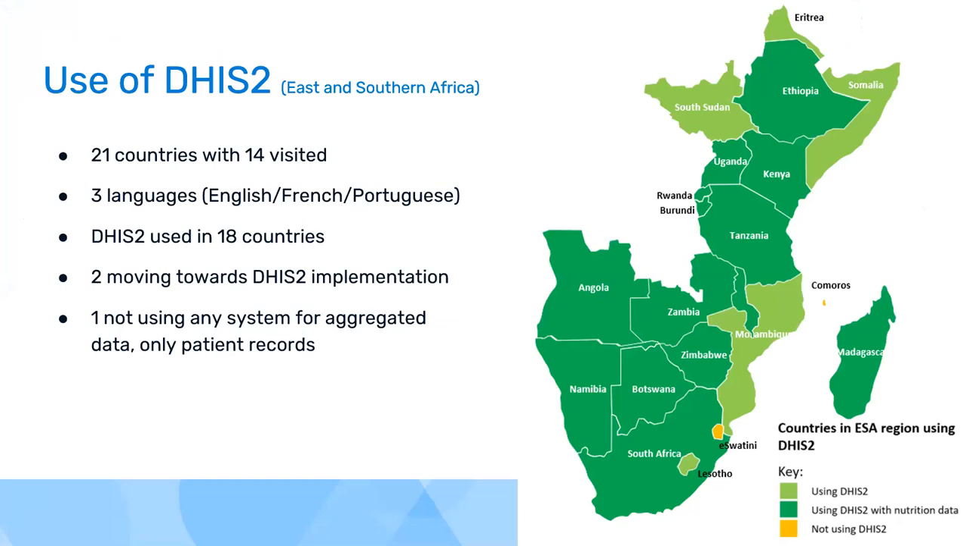This is the map of Eastern and Southern Africa for the UNICEF region. 18 countries are using DHIS2. Two have subsequently migrated to that, and it just leaves us with one lone little country that does not have a system for aggregated data. And they understand that they're in trouble. And of course, there's also the issue of three languages.